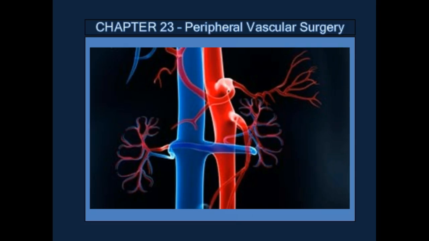Hello. In this video, we will be discussing the major arteries and veins that make up our peripheral vascular system. We'll also talk about diagnostic testing and different types of catheterization. Finally, we will look at common vascular instrumentation and supplies, as well as common medications used in vascular surgery.